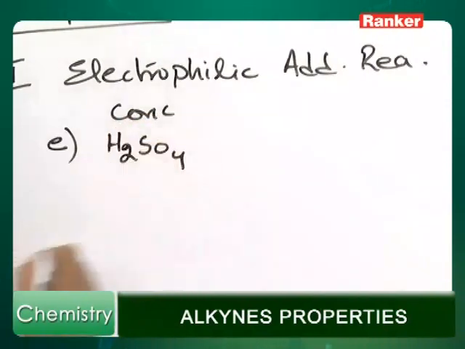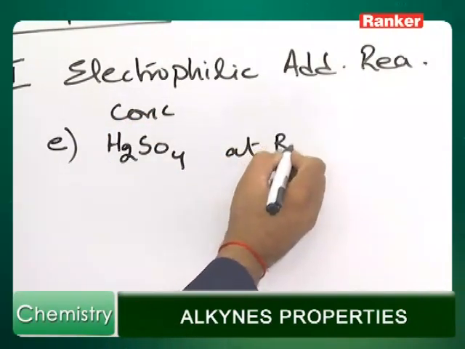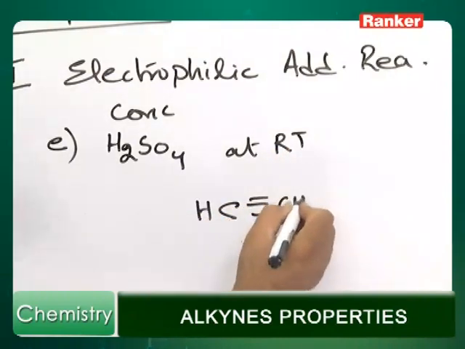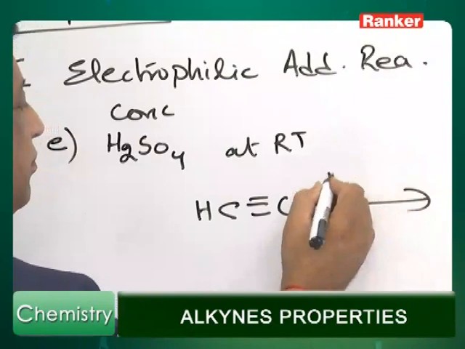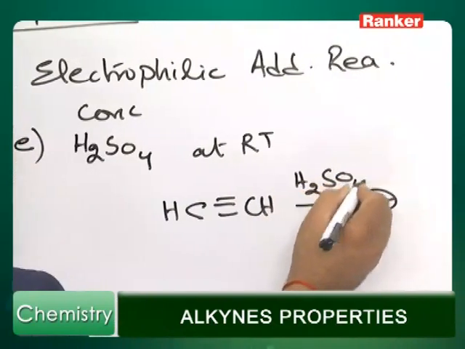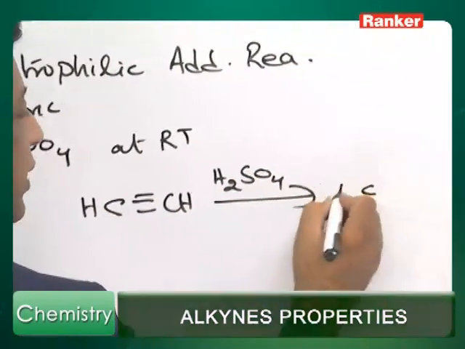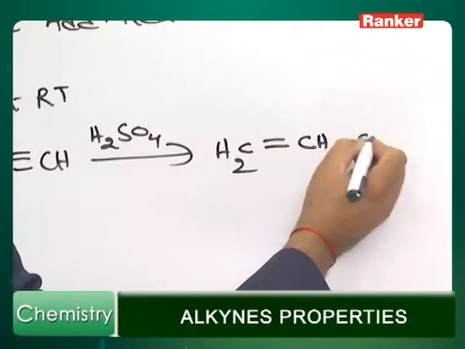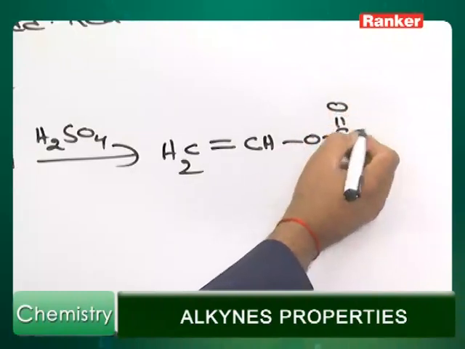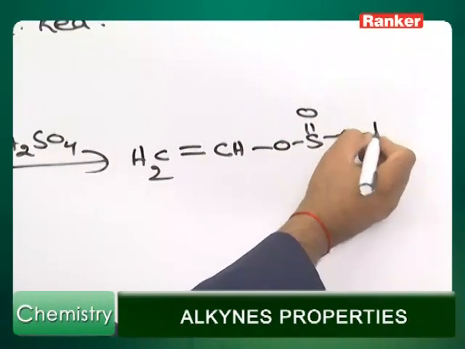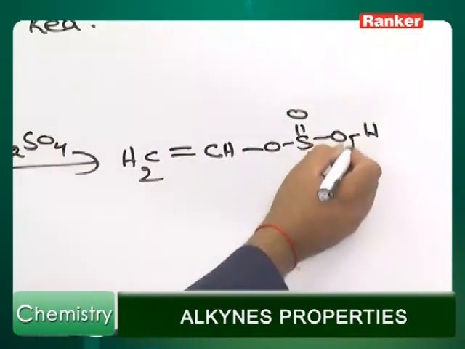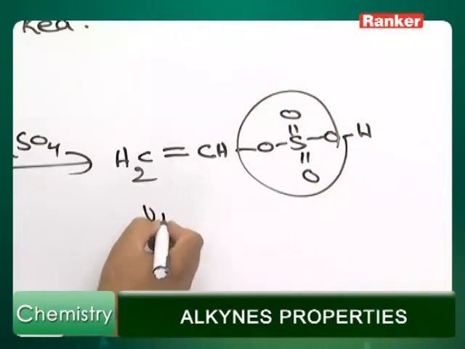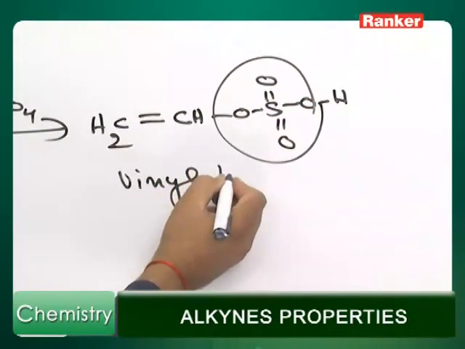Pure concentrated sulfuric acid at room temperature adds, and does not require any catalyst. Acetylene adds sulfuric acid. Once the H and HSO4 are added, this is called vinyl, this is sulfate. So, vinyl hydrogen sulfate, it is called vinyl hydrogen sulfate.